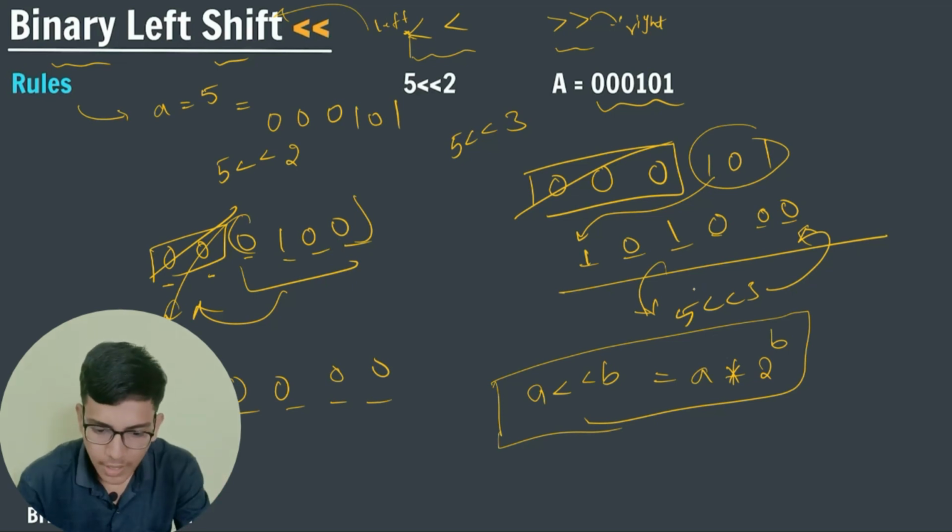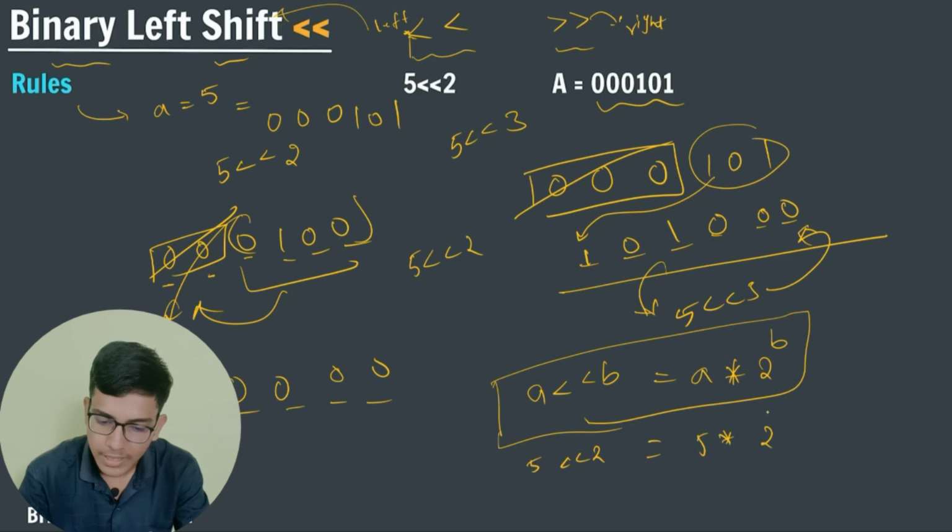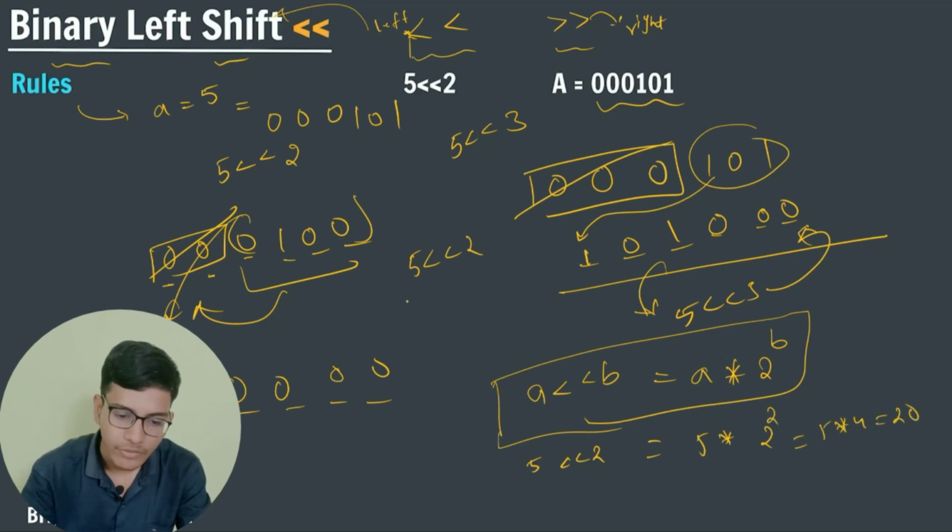Suppose binary left shift 2 is equal to 5 into 2 to the power of b, that is 2 squared. So this will give me 5 into 4, the answer will be 20. So if I do binary left shift 2, then it will give me the answer 20 in decimal format.